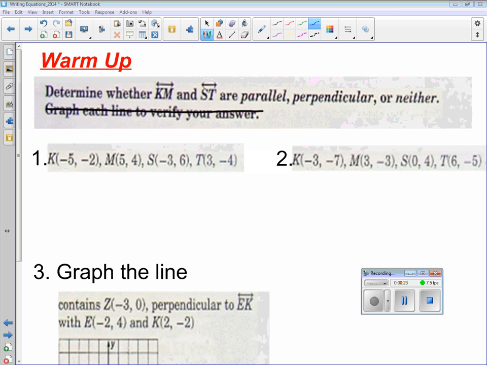So how many slopes am I going to have to find to answer question 1? Just 2. Very good. So I'm going to find the slope of KM and then the slope of ST and compare them. So let's find the slope of line KM first, and then we'll find the slope of ST. So when I have it written in this format, what do I do to find it? Raise your hand. Tell me who knows how to answer this question.